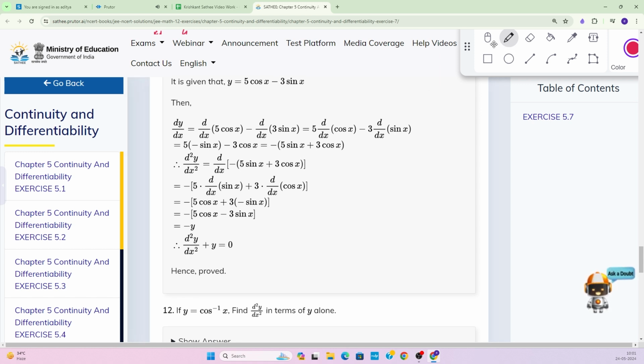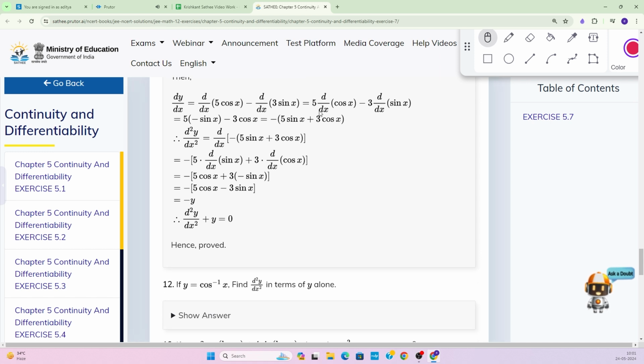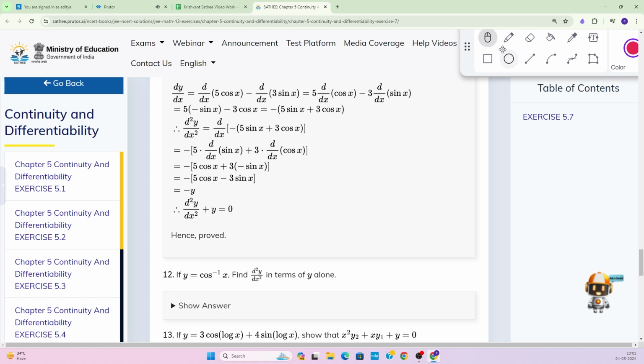Now you got this. Differentiate once again and you will have the double derivative. The minus is already outside, so it will be 5 cos x minus 3 sin x. So 5 cos x minus 3 sin x, as you can see. So this will be what?